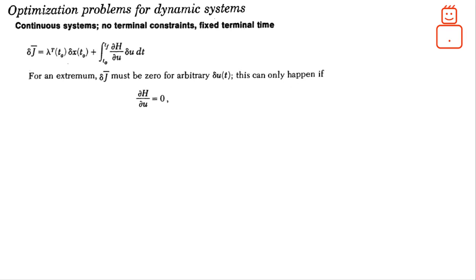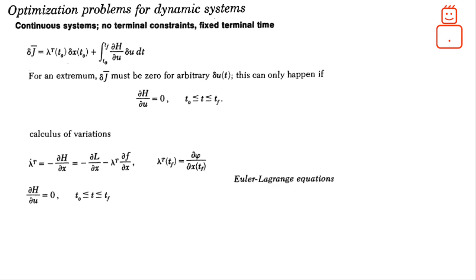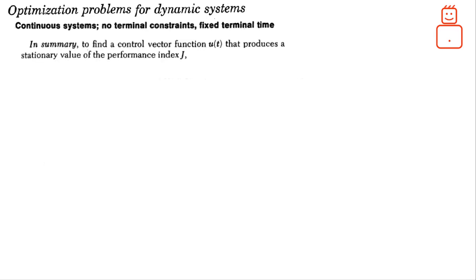This should be true for all time domain of the process dynamic. In calculus of variations, the following three relations are known as Euler-Lagrange equations. To sum up what we have introduced so far, in finding a control vector function u of t that produces a stationary value of the performance index J, we must solve the following differential equations.